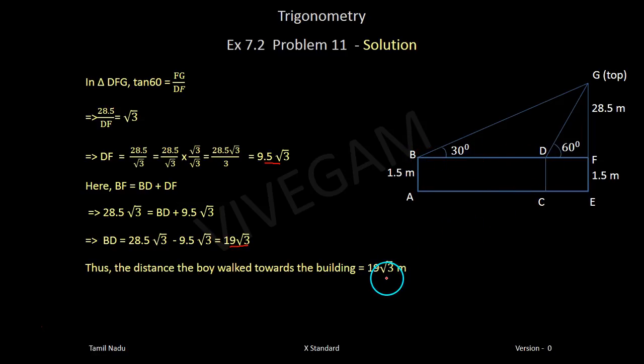We don't need to substitute root 3 as 1.732 and calculate it. Leave it there as it is. So the boy has moved a distance of 19 root 3 meters towards the building, and that's when the angle of elevation increases from 30 degrees to 60 degrees. So basically you have to take this triangle into consideration and then this triangle into consideration. Use tan theta, you will be able to get the two distances, and subtract this distance from the total distance. You will be able to get the distance moved by the boy.